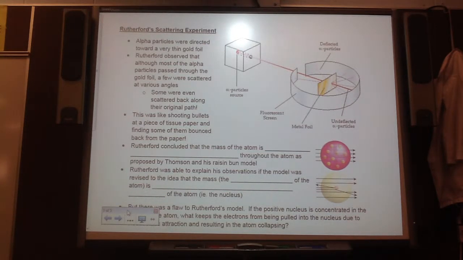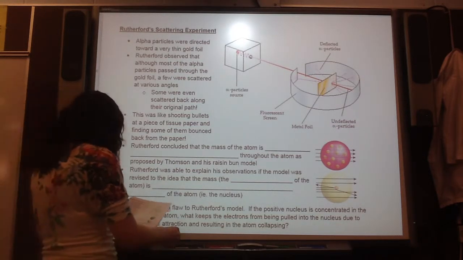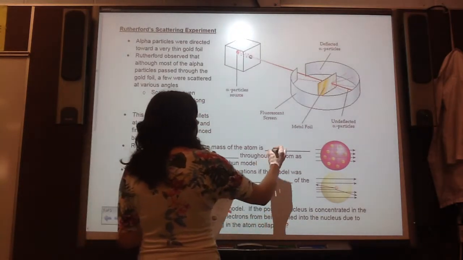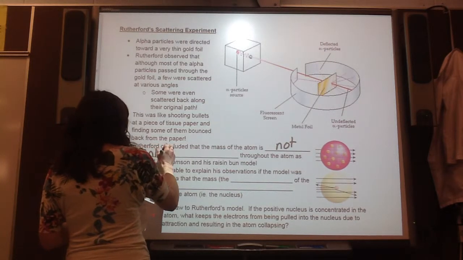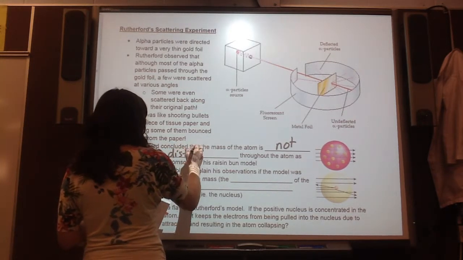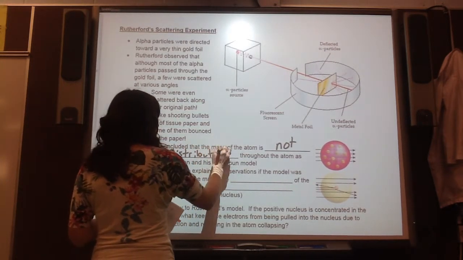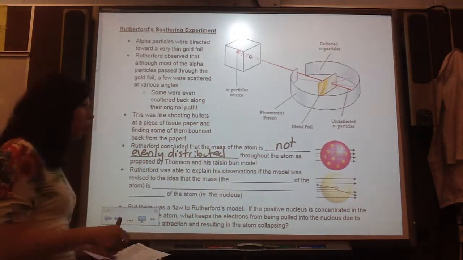It was similar in scale to shooting bullets at a piece of tissue paper and finding that some bounce back from the paper. It was kind of weird, okay? So based on these observations, Rutherford concluded that the mass of the atom is not evenly distributed throughout the atom as proposed by Thomson.